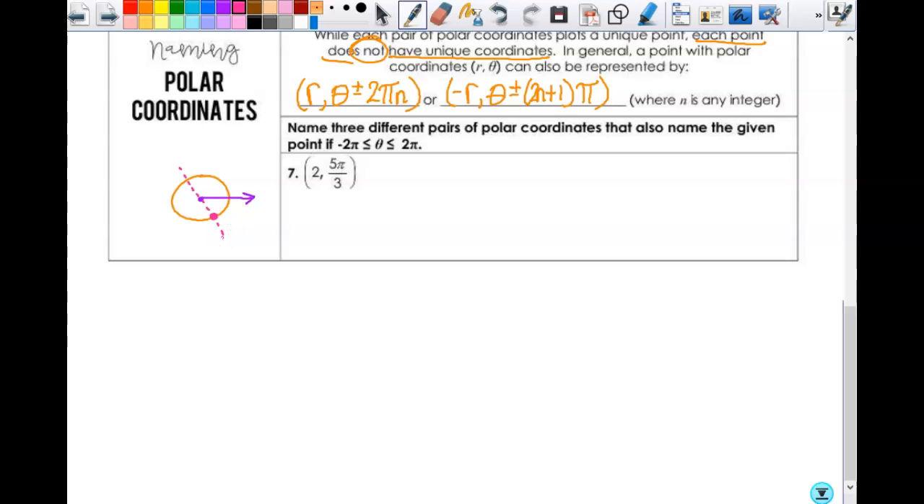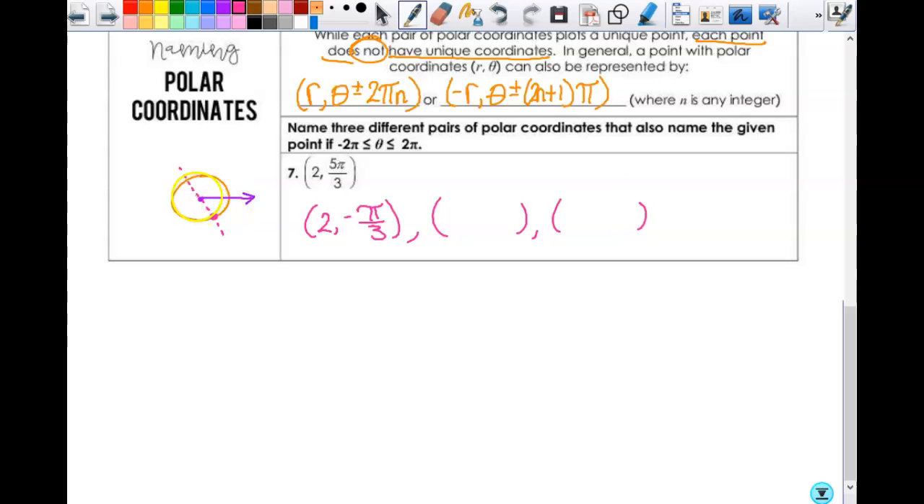So this particular point that I want to plot, this ordered pair gets me there, right? What do you think another possibility would be to get me to that same spot? (2, negative pi thirds), okay. (2, negative pi thirds), do y'all agree with that? Yes, okay. Then I'm going to have 2 more.